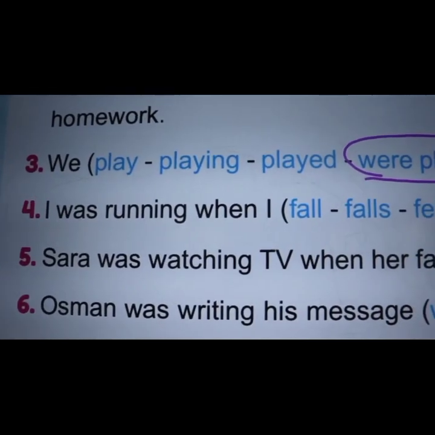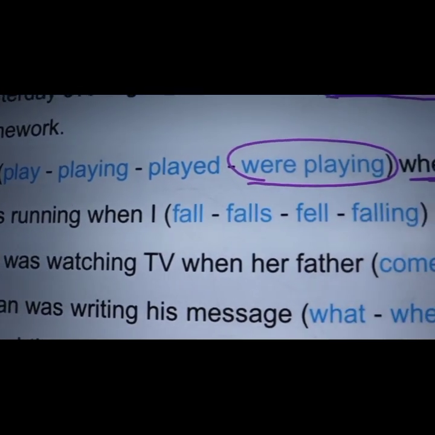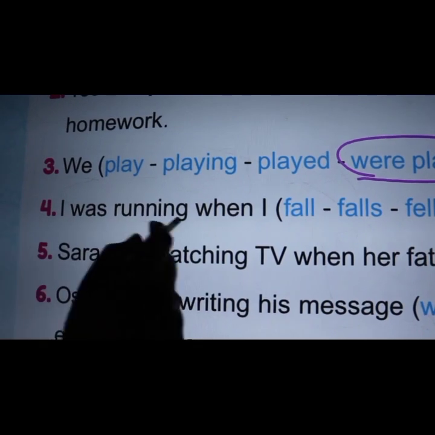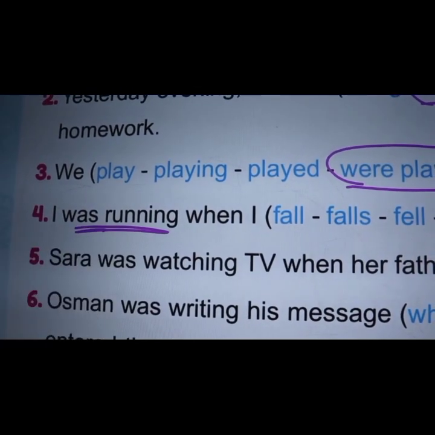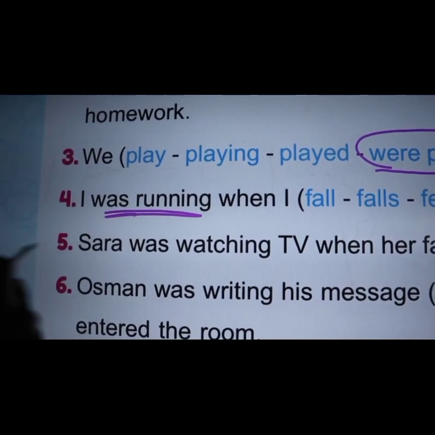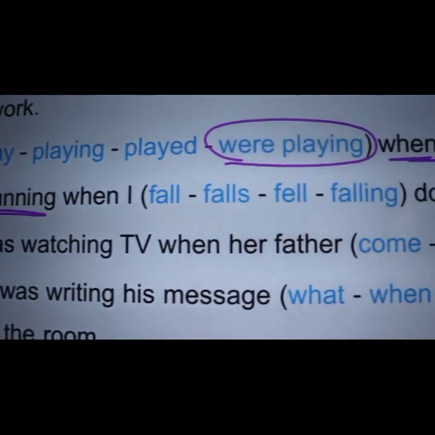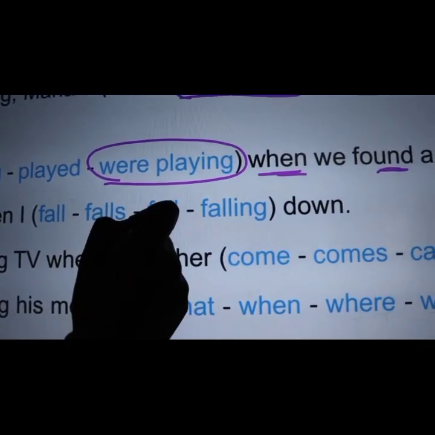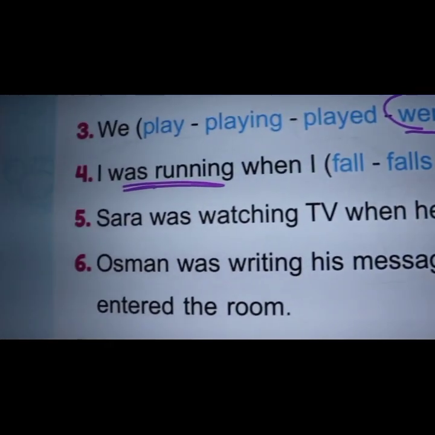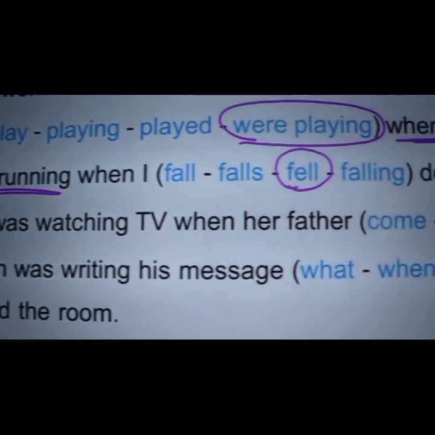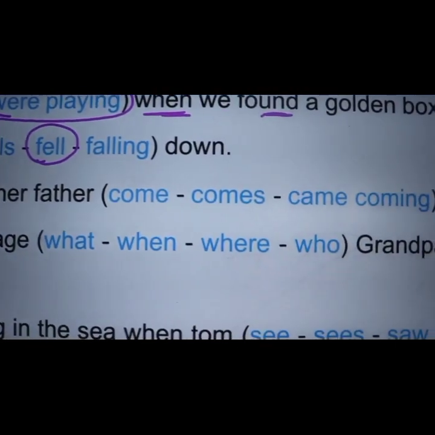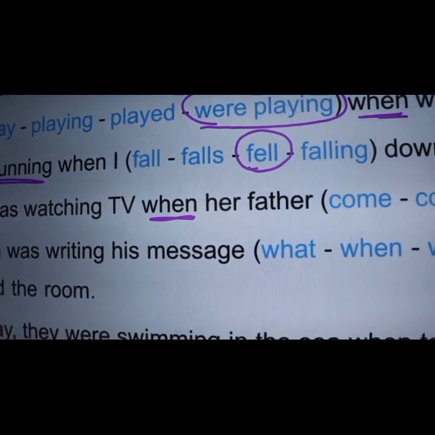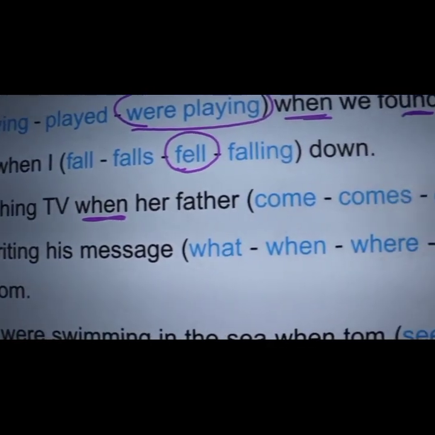Number 4, I was running when I falling down. Also, we have two sentences. The first action is past continuous, I was running. So the second action must be in the past simple tense. So I fell down. Number 5, Sarah was watching TV when her father came. Here we also have two actions and we link them with when. Sarah was watching TV when her father came.